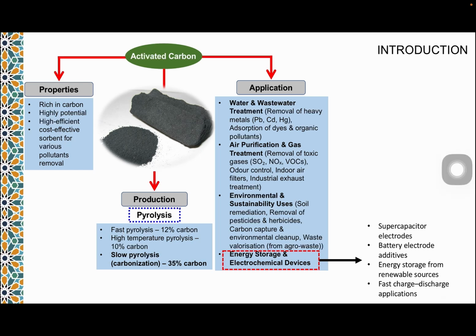First of all, what is activated carbon? Activated carbon has special properties such as being rich in carbon, highly potential, and highly efficient, and it is usually produced by carbonization or pyrolysis process. There are a few types of pyrolysis process, which are fast pyrolysis, high temperature pyrolysis, and also slow pyrolysis, where among these three, slow pyrolysis produces the highest percentage of carbon.